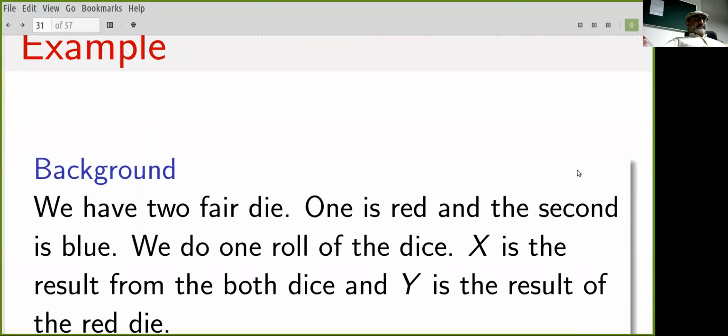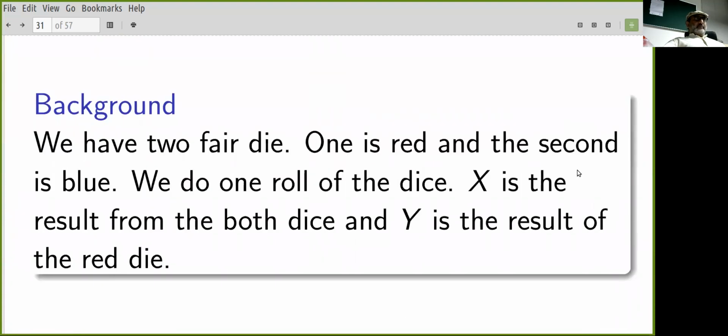Okay, so here's an example. We have two fair dice. One is red, the second one is blue. You do one roll of the dice, right? So you throw both dice. x is the sum of the two rolls, and y is the result only of the red die.